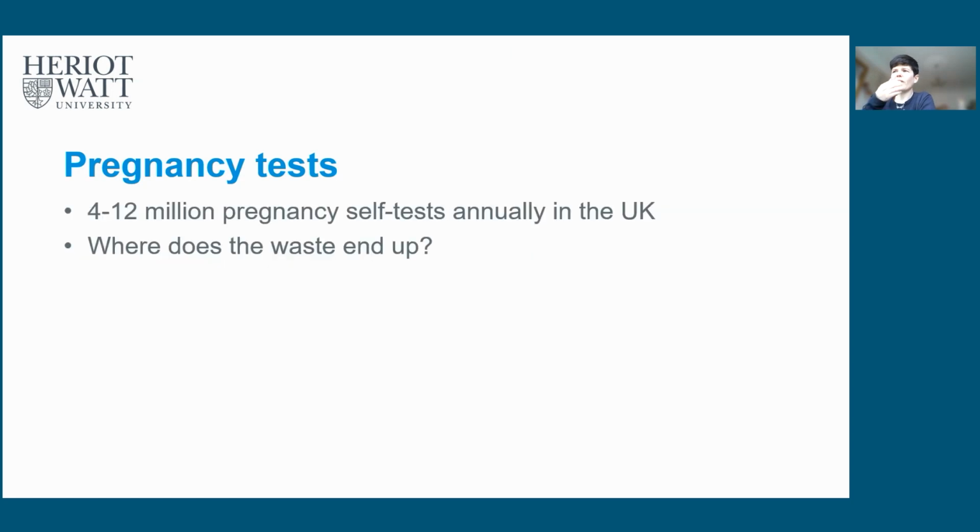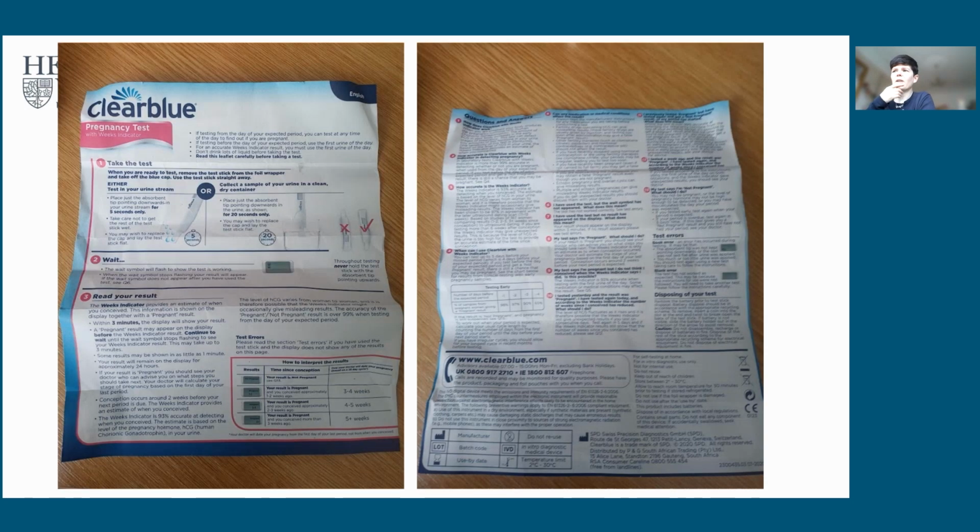So again, what is the scale of the problem? In the UK, there might be anywhere between 4 to 12 million pregnancy self-tests carried out annually. And so the question is, where does this waste end up? So first of all, what does the manufacturer say? This is a snapshot of the information sheet that you find in a pregnancy test. And there is a small print at the back of the page there about disposal.